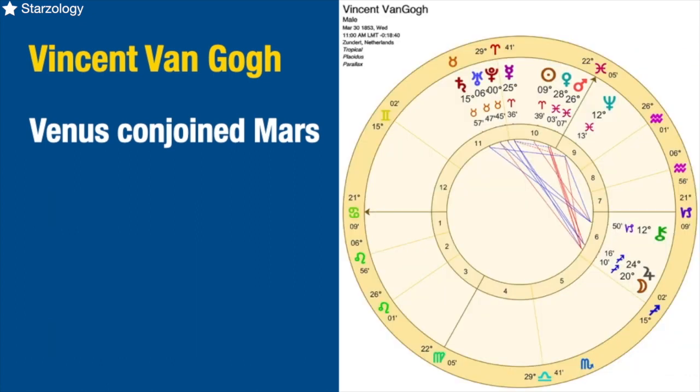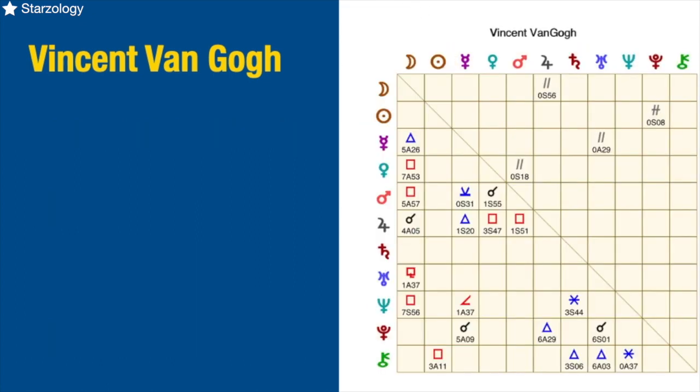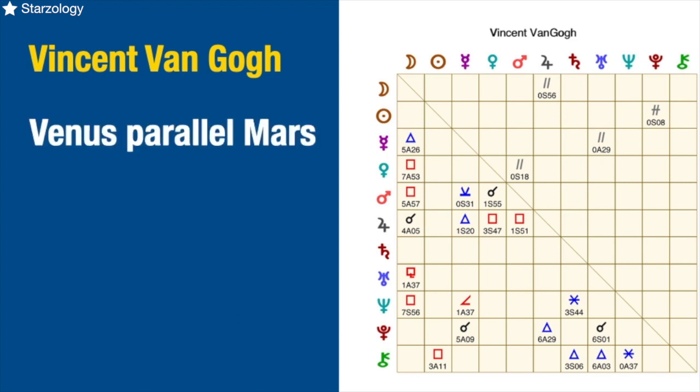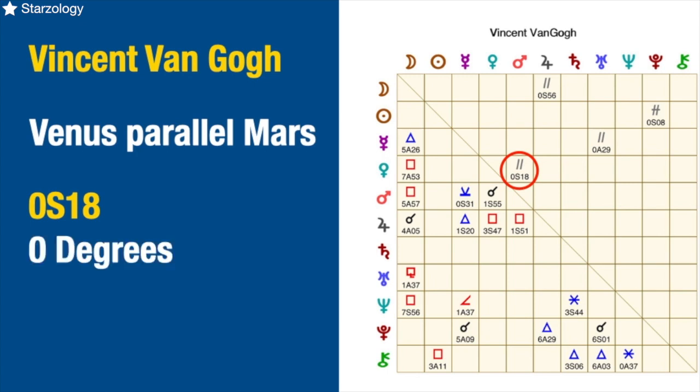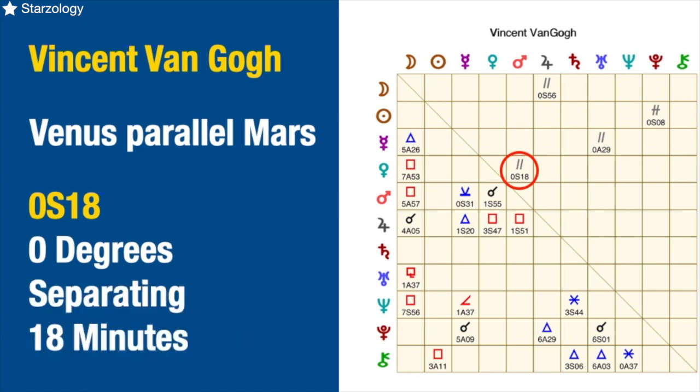Let's just have another look at this Venus conjoined Mars again. So now we're going to be looking at the other side of your aspectarian above the diagonal line. So we see that there is a symbol there that says Venus is parallel Mars. It's the two vertical lines there. And there's your orb there. It's 0s18. And we now know that that means 0 degrees separating 18 minutes.